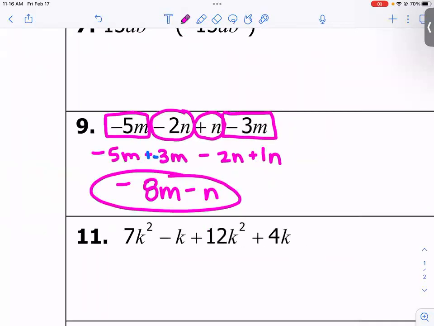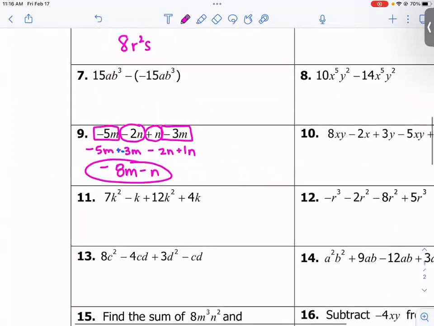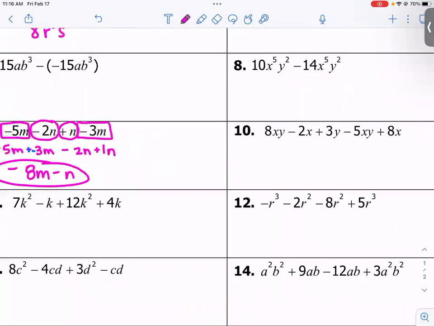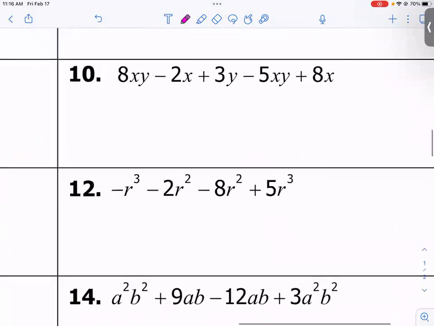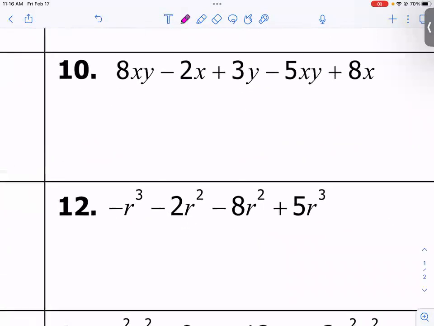Okay. So I want you to do number 10 without me. You do number 10. Actually, that's not a good one for you to do by yourself. Not yet. Pause. Number 10 is kind of overwhelming, okay?